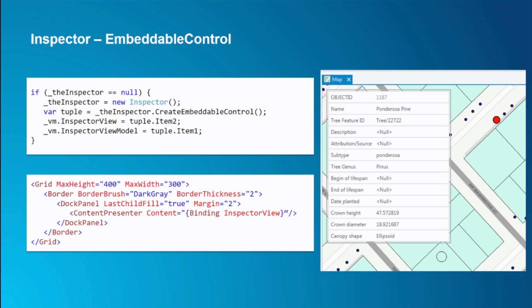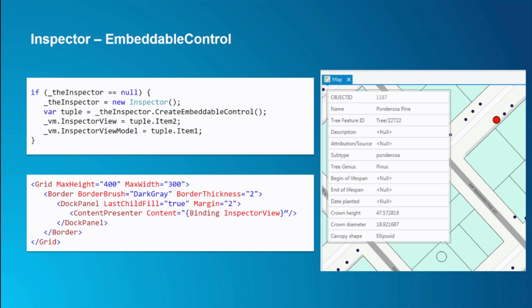So on the instance, we can call the create embeddable control method, and this will return a tuple to us, which holds the view, which is what is then being shown to the user, as well as the view model to interact with it. And then if you would like to place it maybe in a docking container or in a pane, you would just bind this view in your XAML file, and you will end up with something like the screenshot here on the right. And we'll also take a look at this in code.